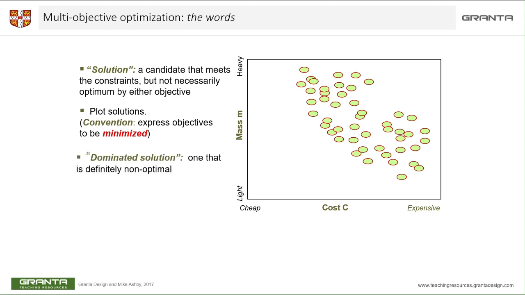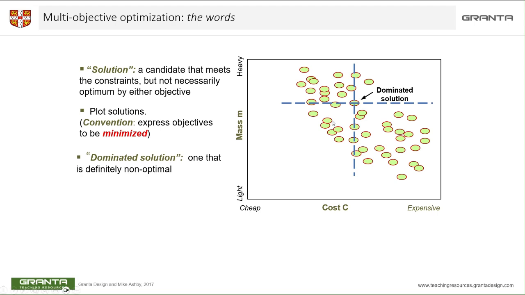So a dominated solution is described as a solution which is clearly not optimal from the point of view of any of the objectives. So, for example, this one over here, right? It's not optimal from the point of view of mass because it's quite heavy. It's also not optimal from the point of view of cost because it's quite expensive compared with other options. So this will be called a dominated solution.